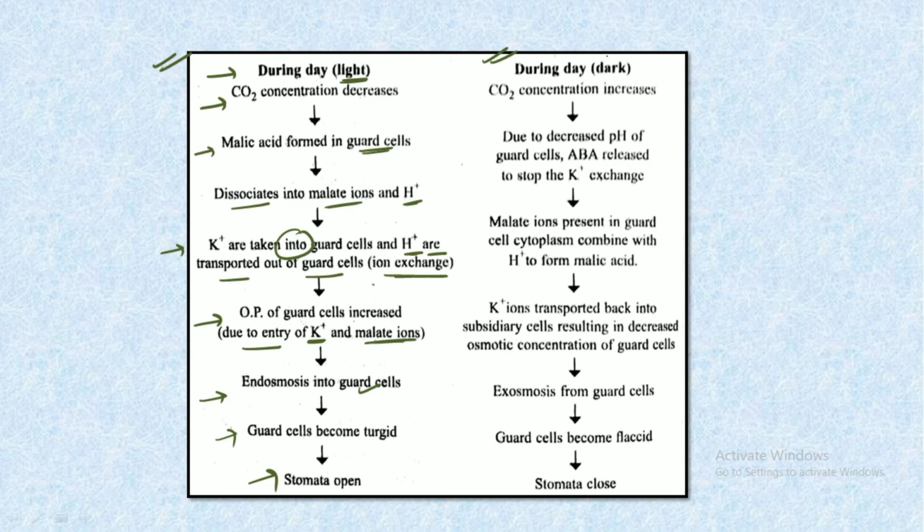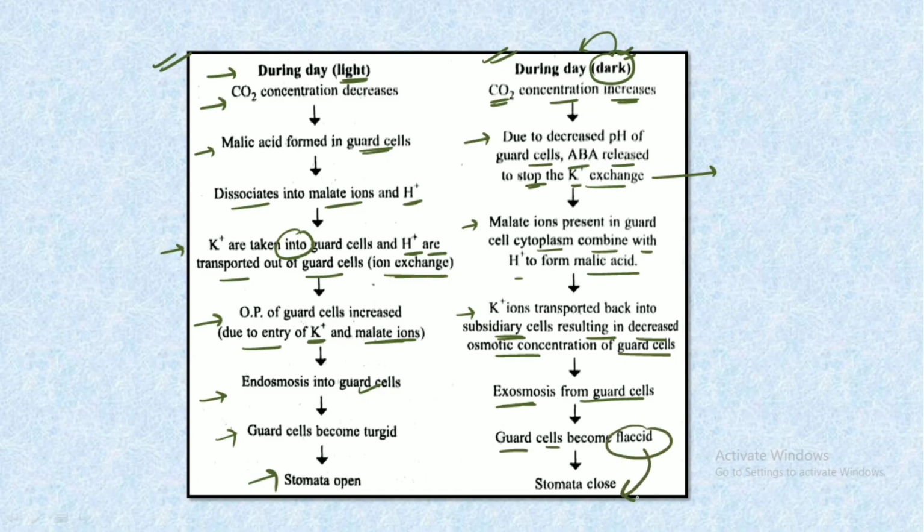And on the other hand, we have the stomatal closing mechanism occurring during the night time or during the dark time. So we have the carbon dioxide concentration increasing due to the decreased pH of the guard cell. Abscisic acid is released in order to stop the ion exchange, or in order to stop the potassium ion exchange. The malate ions present in the guard cell cytoplasm combine with the H+ to form malic acid. Then we have the K+ ions transported back into the subsidiary cells, resulting in the decreased osmotic potential of the guard cells. There occurs exoosmosis of water from the guard cell. The guard cell becomes flaccid and finally the stomata closes.